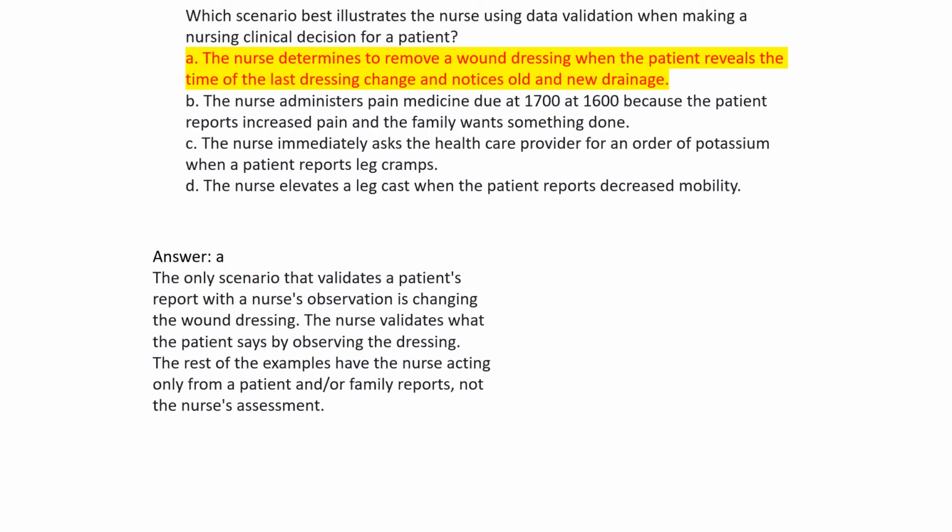Answer A. The nurse determines to remove the wound dressing when the patient reveals the time of the last dressing change and notices old and new drainage. The only scenario that validates a patient's report with a nurse's observation is changing the wound dressing. The nurse validates what the patient says by observing the dressing. The rest of the examples have the nurse acting only from a patient and/or family reports, not the nurse's assessment.